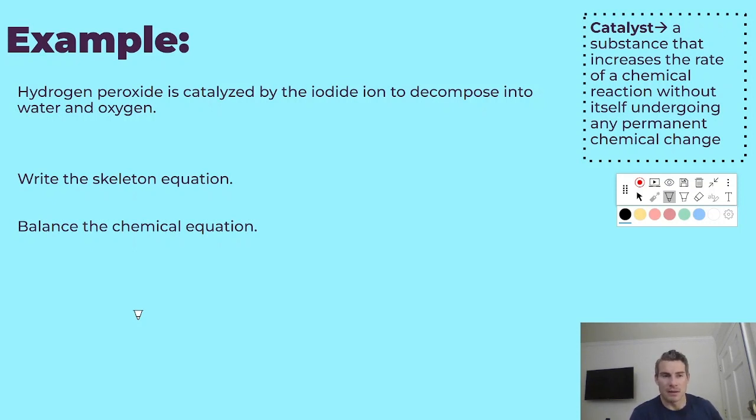Once I write this out, it'll become more obvious what we mean by this. Hydrogen peroxide is H2O2, and I believe that is a liquid. Then the iodine ion is an I negative ion, and we actually know that to be a solid. Instead of writing it on the reactant side, the appropriate thing to do with a catalyst, right?